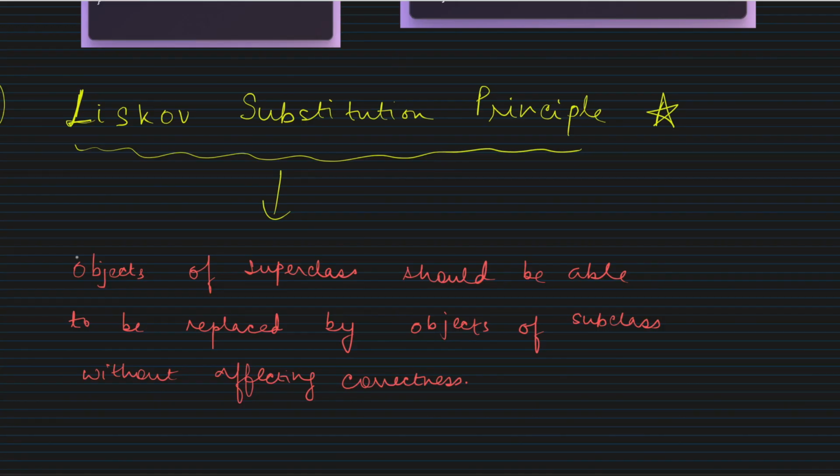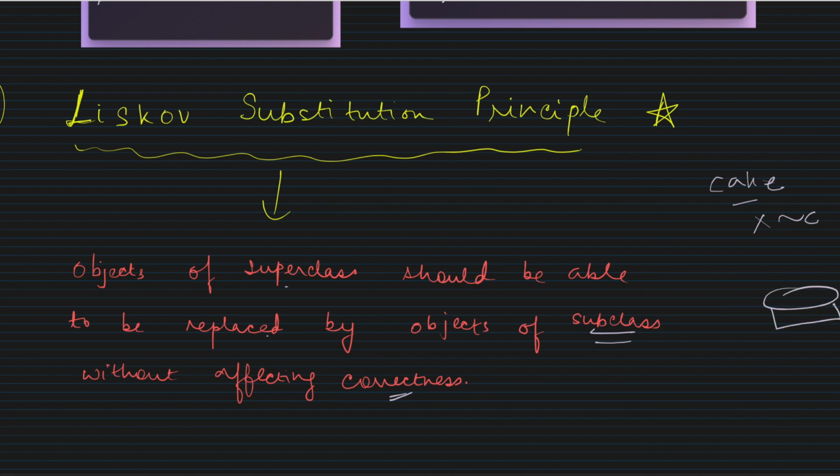That's it. So here is the definition of the Liskov substitution principle: objects of the superclass should be able to be replaced by objects of the subclass without affecting correctness. Like the cake baking example, when X is substituting for C, she should be capable enough to replace her sister in the process of baking the cake without affecting correctness. Meaning, what is the end result?